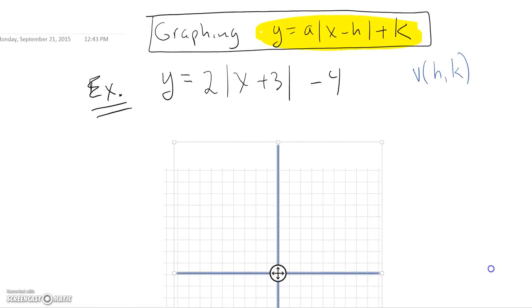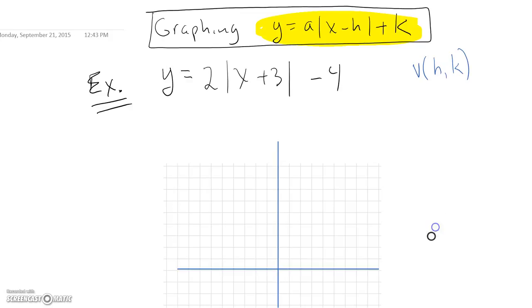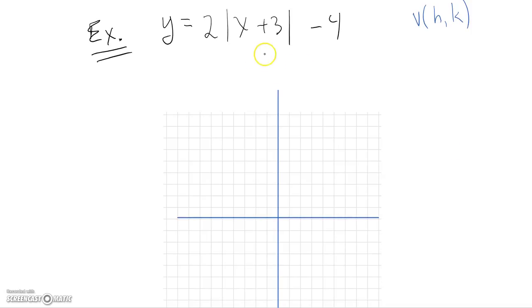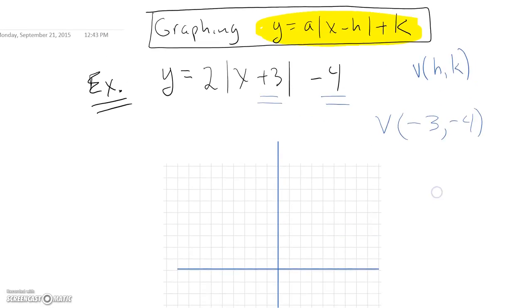So we'll move into looking at this graph right here. Sorry, I forgot to put my axes on there. So what we'll do is we'll locate the vertex. The vertex really should be at (-3, -4). That's where our vertex will be on this graph. When you're looking at your formula up here, this says minus h, so we really look at this as being x subtract -3. That's kind of how you're really looking at that there. So -3 and then -4.